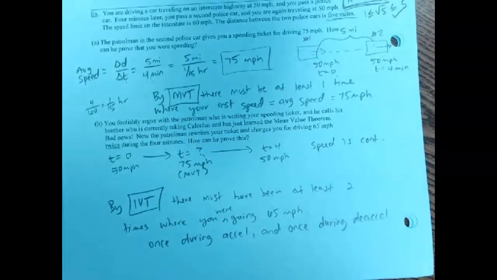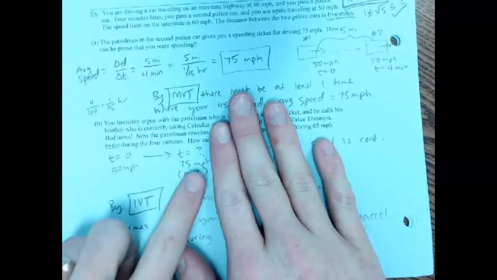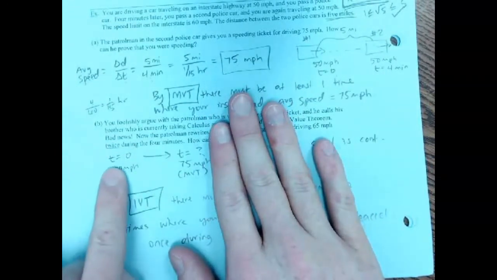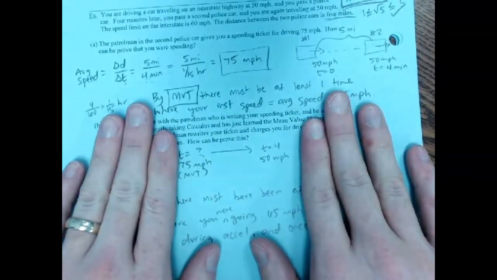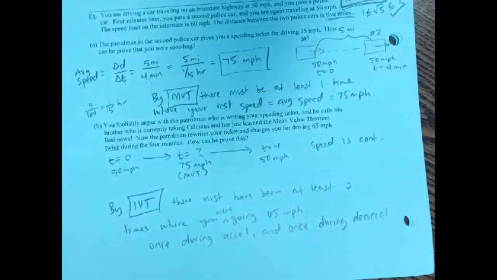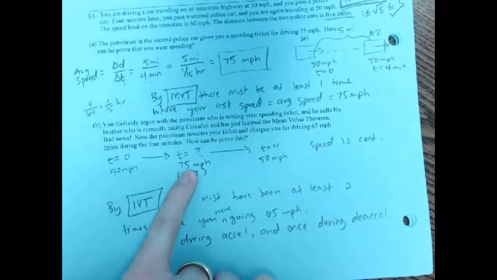Could you even prove that you were going 74.99999 miles per hour twice? Yes, every single value between 50 and 75, you know you're going to hit it once in the acceleration phase and then a second time during the deceleration phase. Technically, knowing only the math that we know right now, we can only prove that you hit the 75 once, and that's your mean value theorem.